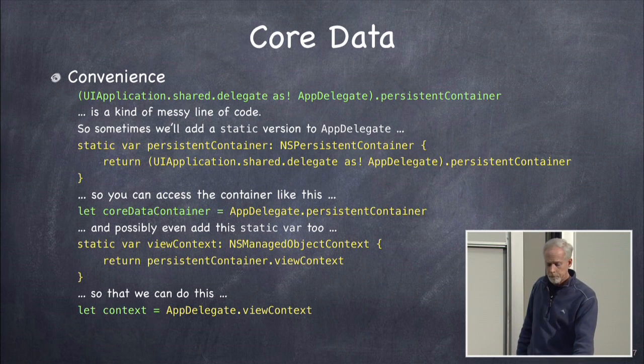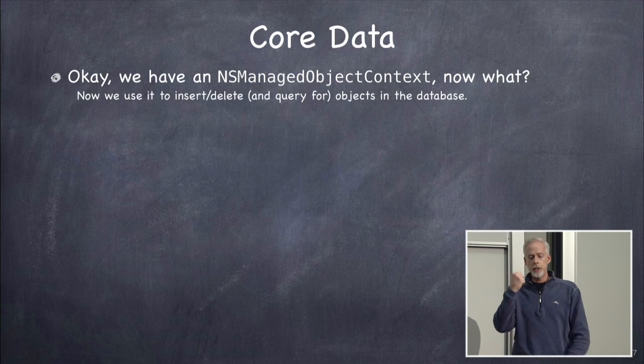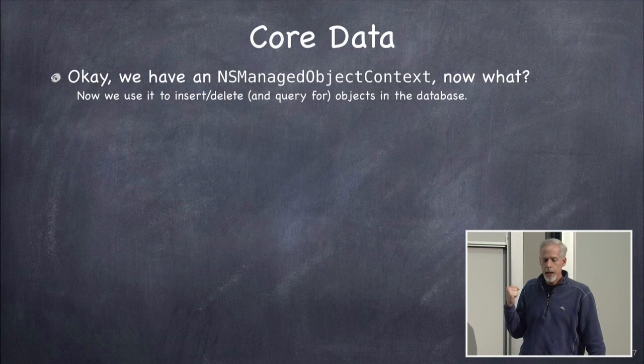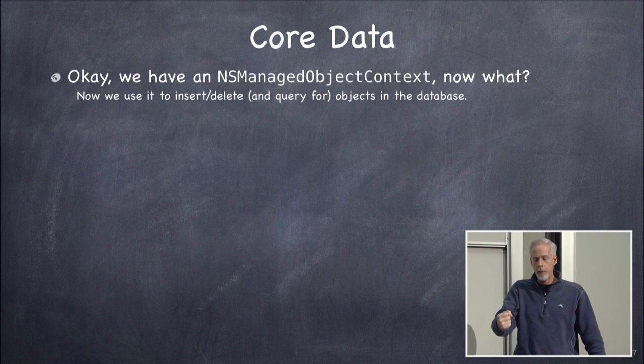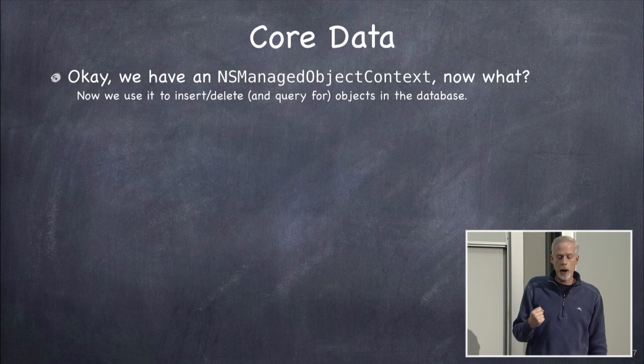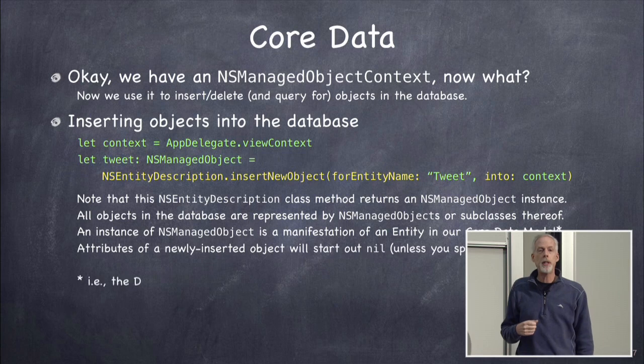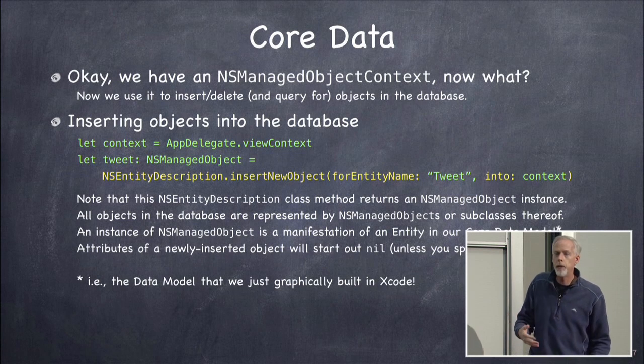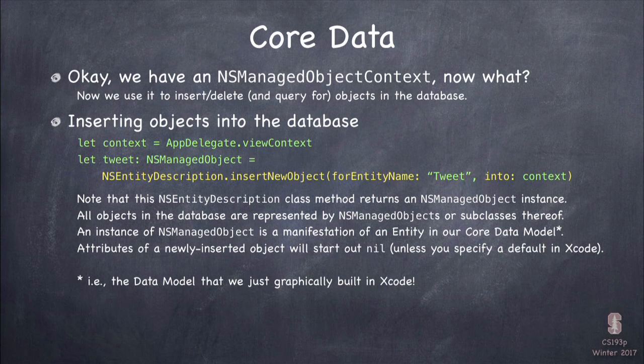Okay? All right, so now I have a context in my hand, this view context. And what can I do? Well, of course, I can insert objects in the database, I can delete objects from the database, and I can query for objects in the database. So let's talk about all those things. Let's start with insert, because until we insert some data in the database, we can't do any of those other things.